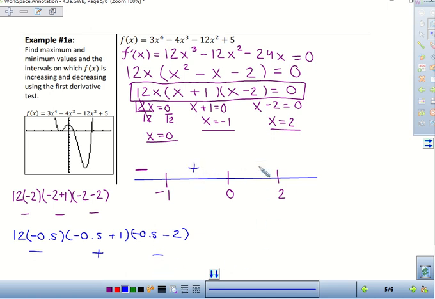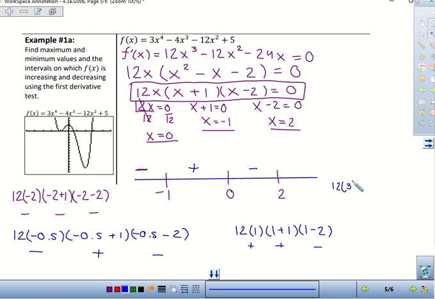Yeah. And then we're going to plug in a number between 0 and 2, which is going to be 1. So we're plugging in 1. With 1, I get a positive, positive, and then a negative. What's the product of 2 positives? Positive. Times a negative is? Negative.